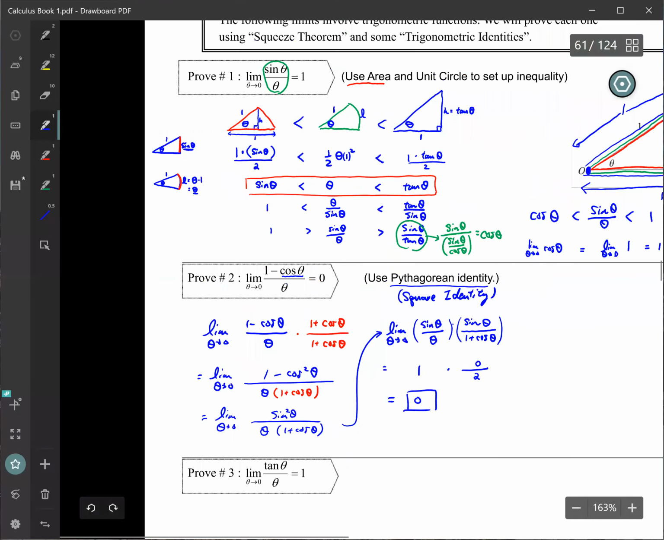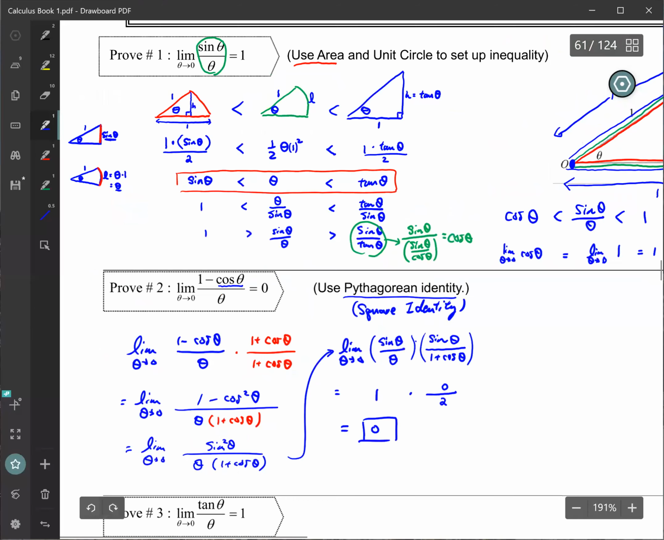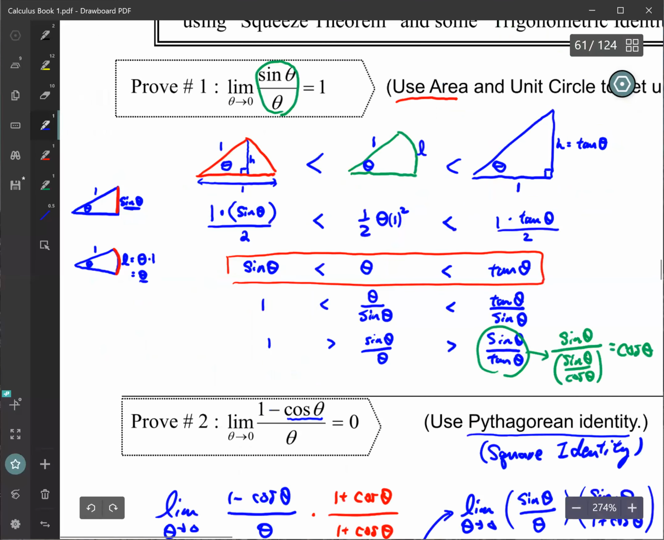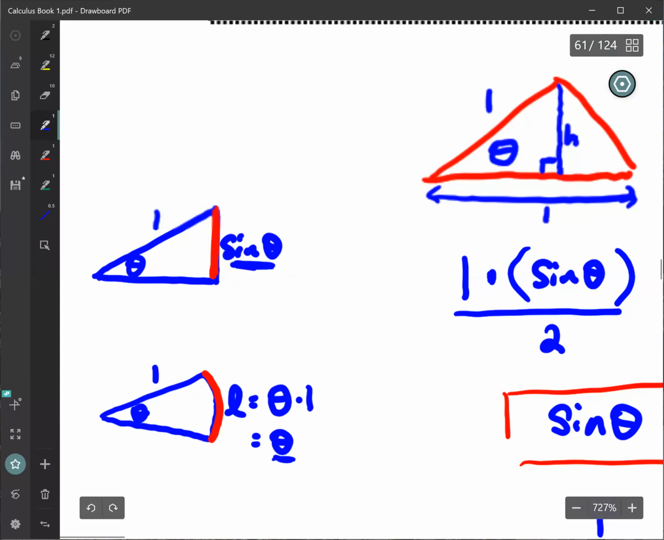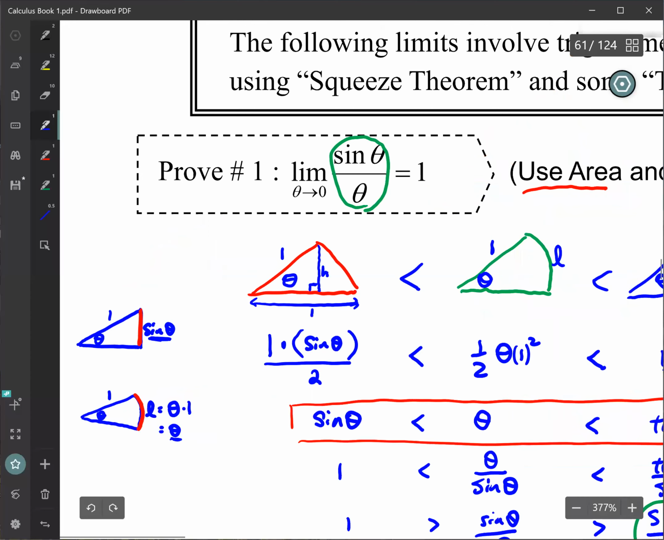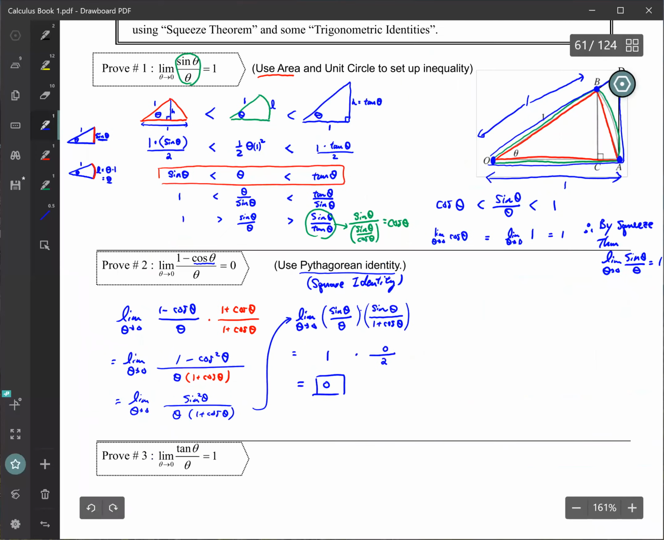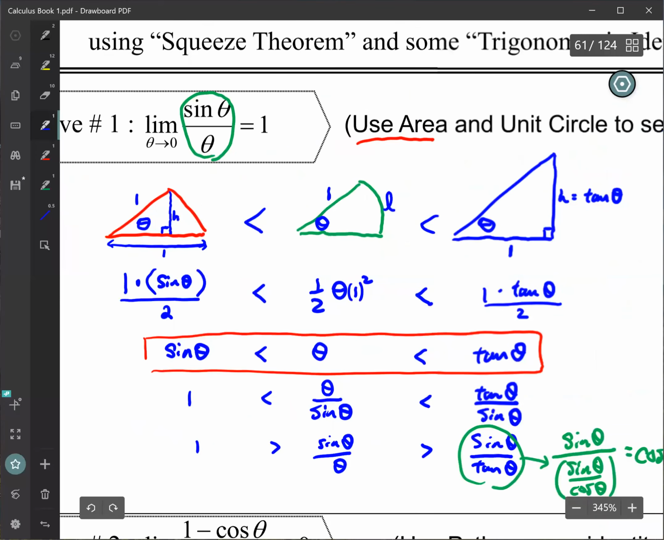So these two are the most important ones, and it's easy to mix up the two answers. So that's why I spend some time to explain this idea. The height and the arc length become close to each other so that you remember that sine theta over theta is 1. So the other one will be 0. So don't mix up the two answers. Proof number 3, I'm not going to do that because you could also use the same sandwich, and then move them around, it will reach the same result. So for number 3, the answer will end up the same.